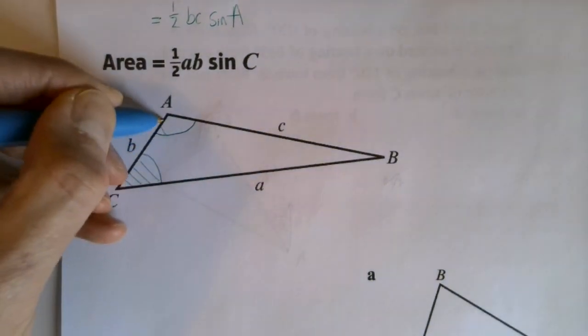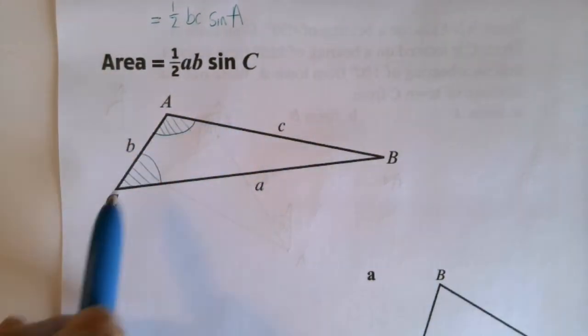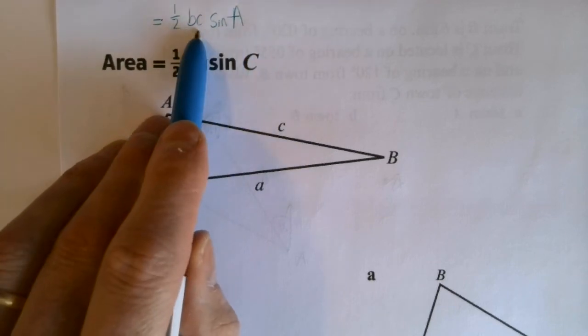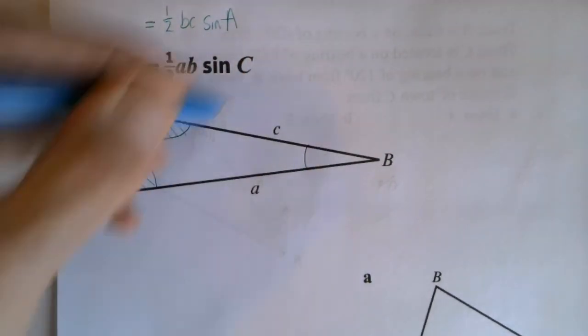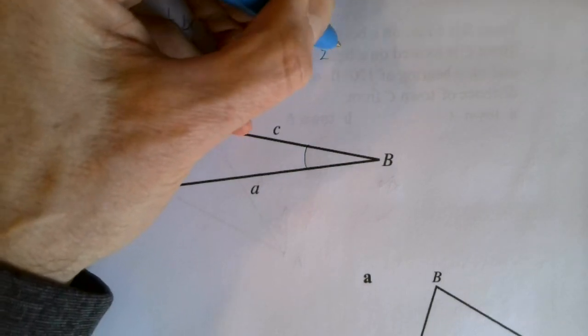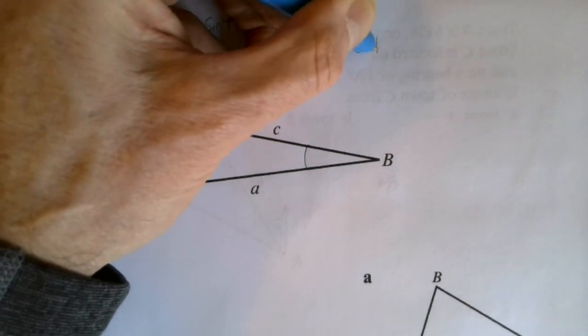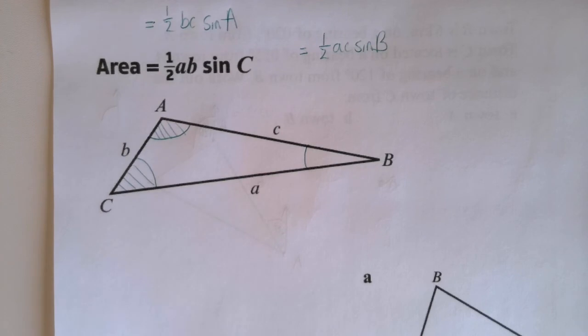And if I know this angle and I know those two sides, then it's the same, but with B and C as my sides and A. And of course, if I know that angle, then the third version would be a half AC sine B. And we saw a proof of that.